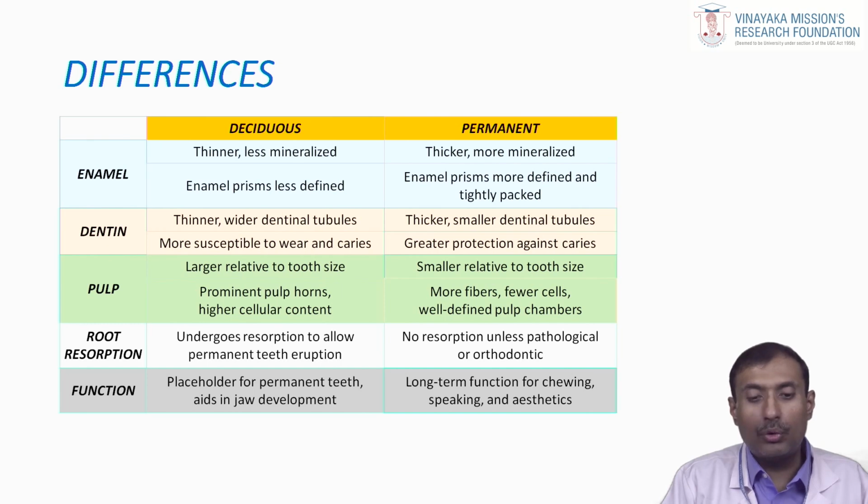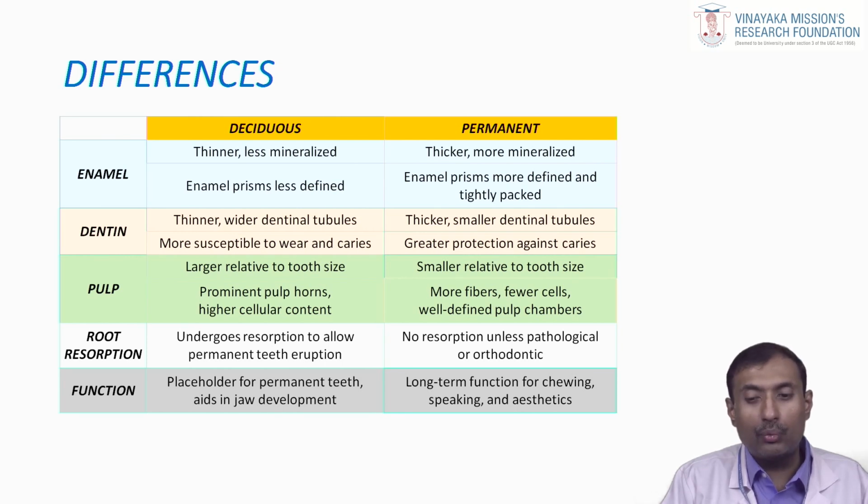In dentin, what we see is that the dentinal tubules are thinner and wider. Therefore, it is susceptible to wear and caries. Therefore, preventive action should be taken in case of deciduous teeth. In case of pulp, if you look at the pulp chamber, it is larger, or relatively larger, when compared to the tooth size. They have more prominent pulp horns and higher cellular content.